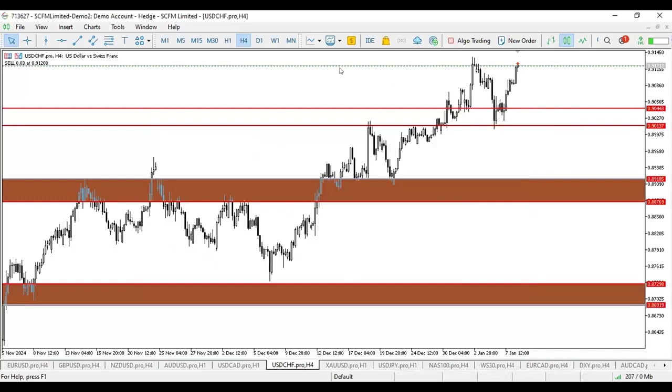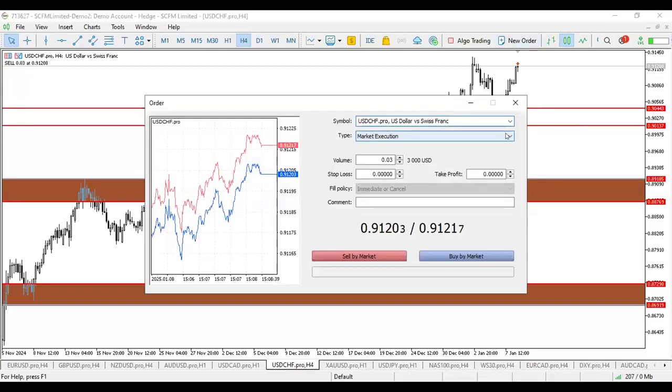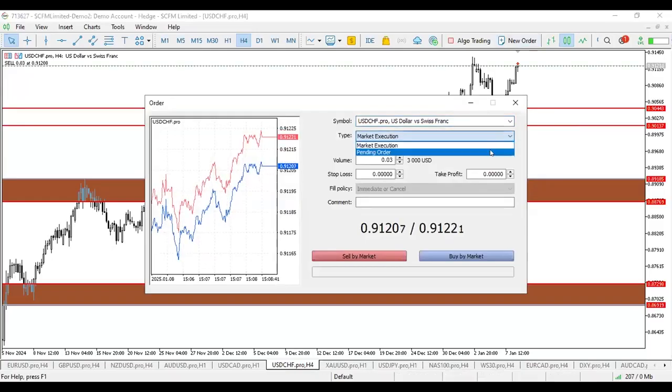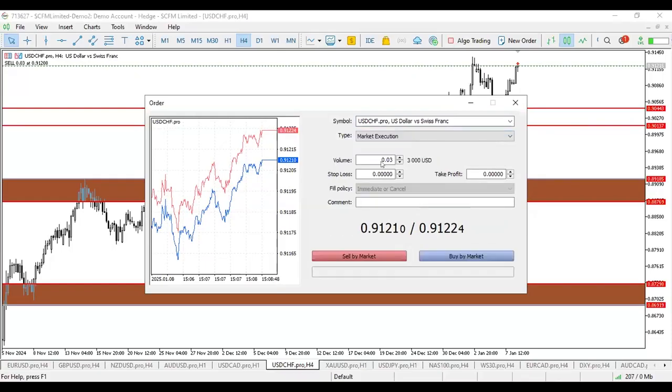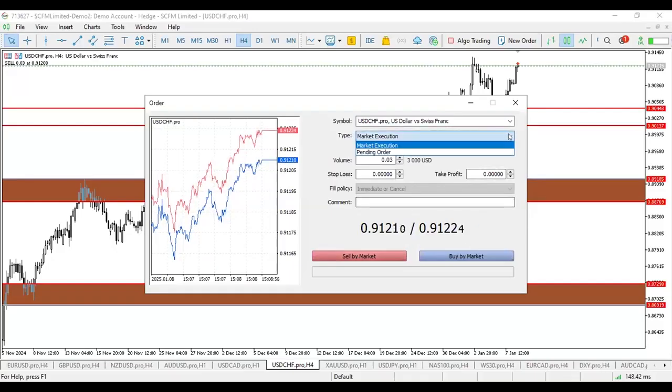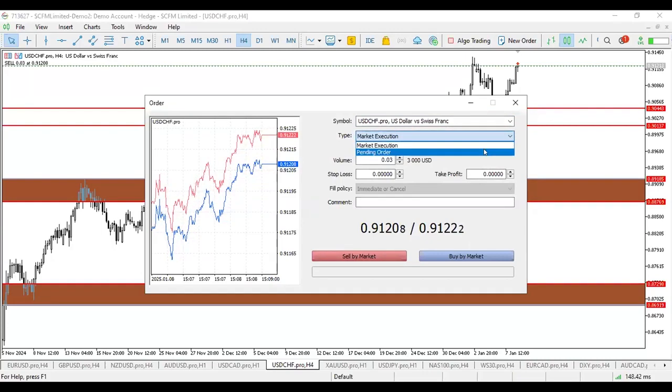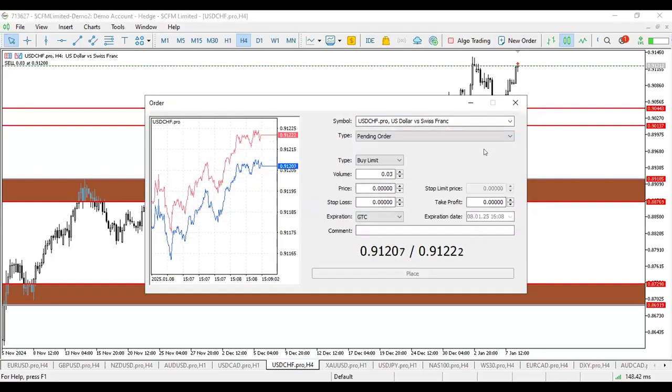However, if we click on new order, then we change here from market execution now into a pending order. You can see now the dynamics change. The instructions change. Even the interface here changes. When it is market execution, you see just volume, stop loss, take profit, and sell or buy. But when you click this drop down here, you have market execution and a pending order.